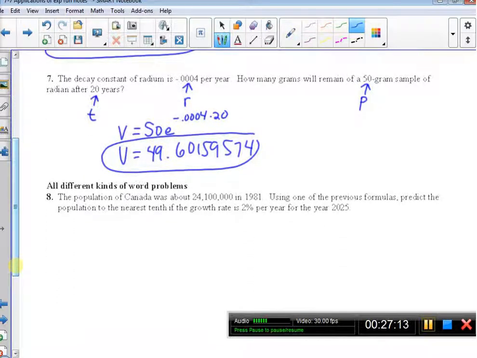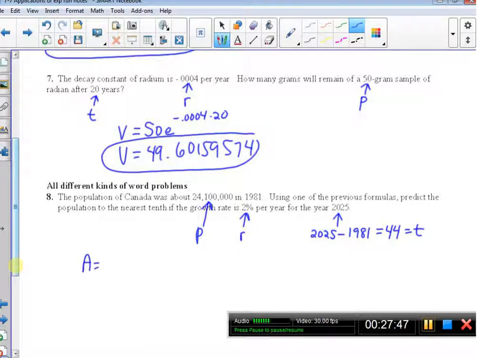Different kinds of problems. Okay, the population of Canada was about 24,100,000. Using one of the previous formulas, predict the population to the nearest tenth if the growth rate is 2%. So here's your rate. Here's your P. There's no mention of compounding. There's no mention of continuously. Year 2025, I have to do 2025 minus 1981, and I get 44 for t. So it's just a basic one.